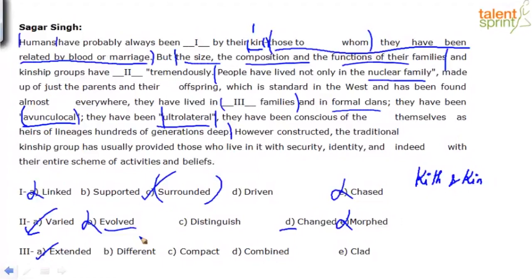Okay. So let's complete the last sentence. However constructed, the traditional kinship group has usually provided those who live in it with security, identity, and indeed with their entire scheme of activities and beliefs. So they are still making reference to the extended family, right? The traditional kinship group.